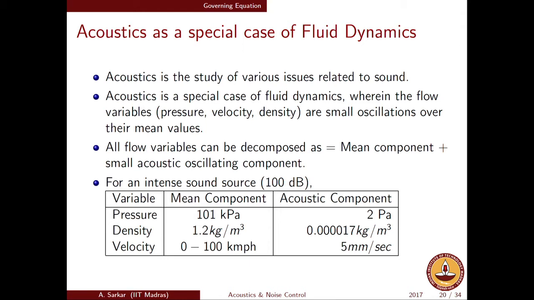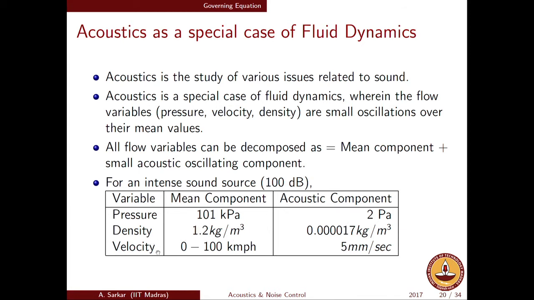Similarly, the density of air is roughly 1.2 kilogram per meter cube in standard conditions, but even due to a 100 decibel intense sound, the acoustic component is so small that it is only up to the fifth decimal place that you get to see a significant digit. So, this acoustic component is pretty small in comparison to the mean component, right.